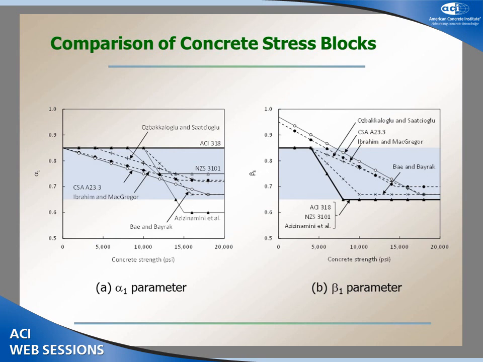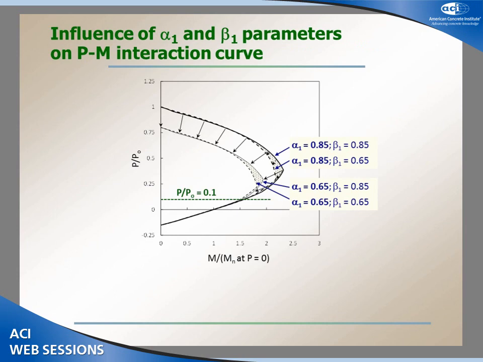One observation we can make is that, even though they are different, in general the range of the alpha 1 and beta 1 parameters varies from 0.85 to 0.65, except in a few cases. So in general, we can say that the upper bound and lower bound are close to 0.85 and 0.65. So I look at the influence of the difference in the alpha 1 and beta 1 parameters on the interaction curve.